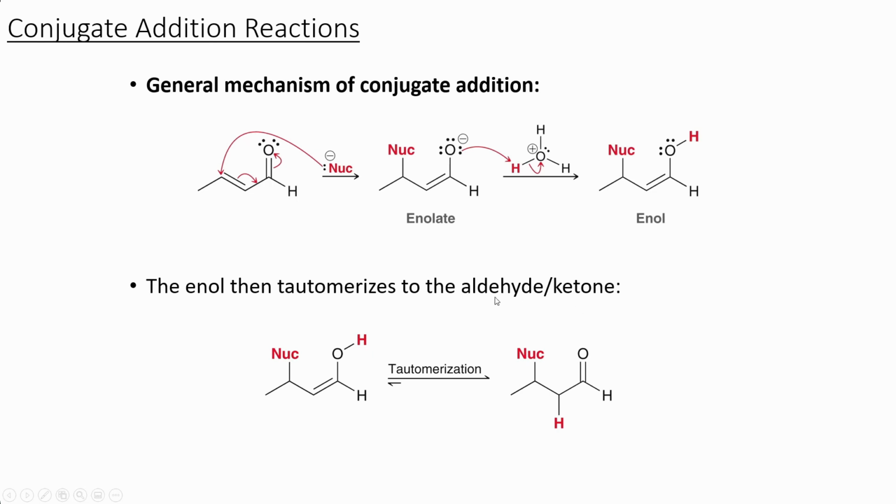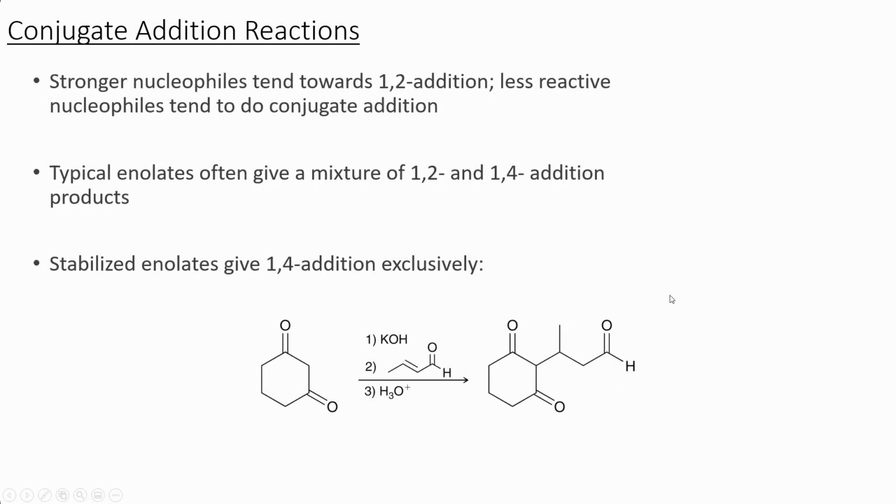So we can look at the general mechanism for a conjugate addition, where we have a nucleophile that's going to create a new bond with the beta position. Then these electrons will move up and form the enolate. Our enolate can then be protonated, which forms the enol, and after tautomerization will reform our carbonyl group. Depending on which nucleophile we use, we'll obtain either the 1,2 addition or the 1,4 addition. A stronger nucleophile is going to push towards a 1,2 addition, and less reactive nucleophiles will tend to do conjugate addition because it's less sterically hindered.